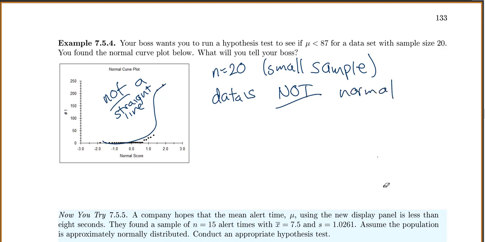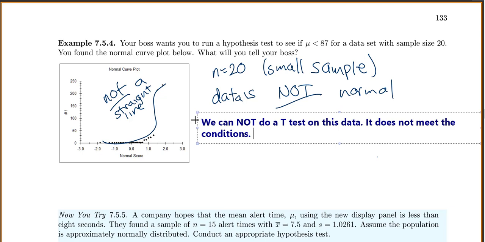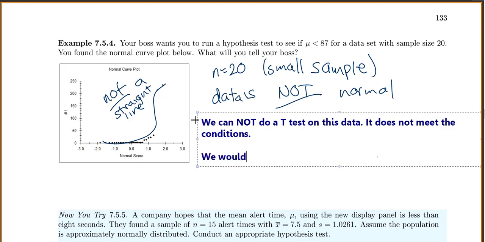So if I have a small sample size and my data is not normal, we cannot do a t-test on this data. Okay, it does not meet the conditions. So we would have to use a non-parametric method, which again we don't actually talk about in this class.